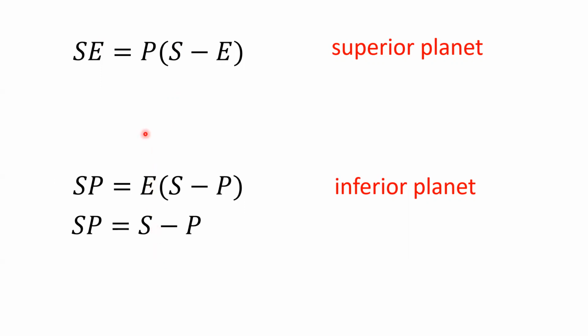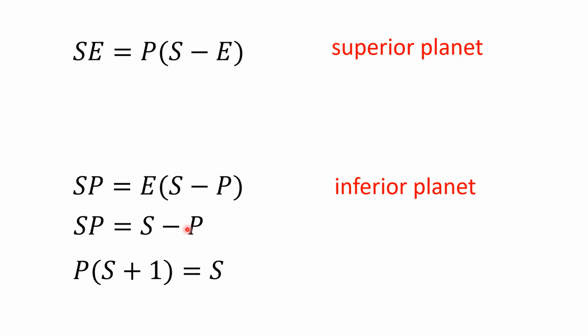And then again, evaluate E at 1. Earth's sidereal period in years is just the number 1. And so we're just left with S minus P. And then I'm interested in finding P. I want to know P, the sidereal period of the inferior planet.